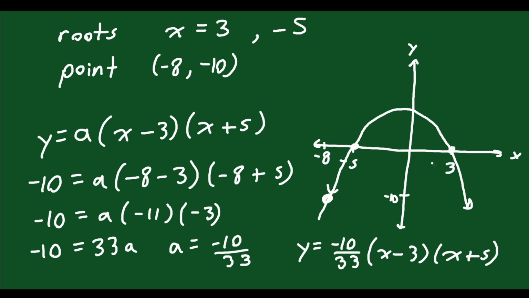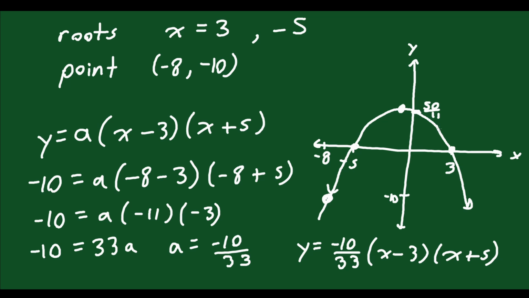Now, when you're sketching these graphs, one thing that you would typically want to do is write where the vertex is and maybe label the y-intercept as well. To find the y-intercept, all you have to do is sub in 0 for x into your equation down here. If you do that, you'd have -3 times 5 times -10 over 33. And the y value you're going to get is 50 over 11, which is about 4.5. So this here is 50 over 11.